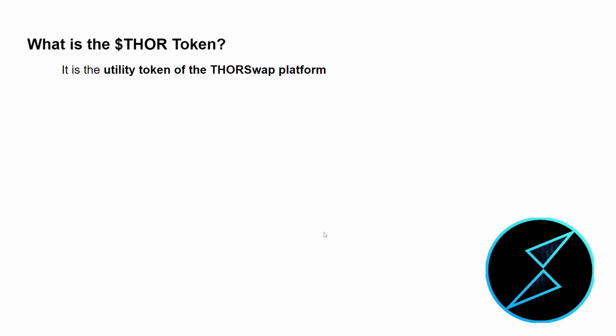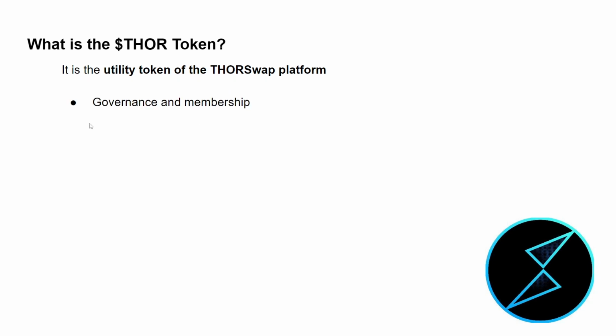That brings us to what the THOR token is. So the THOR token is different from the RUNE token in that it is the utility token of the THORswap platform. The RUNE token is the native token for the THORChain blockchain, but the THOR token is the utility token of the THORswap platform. So it's kind of a smaller scope in what it does compared to the RUNE token.